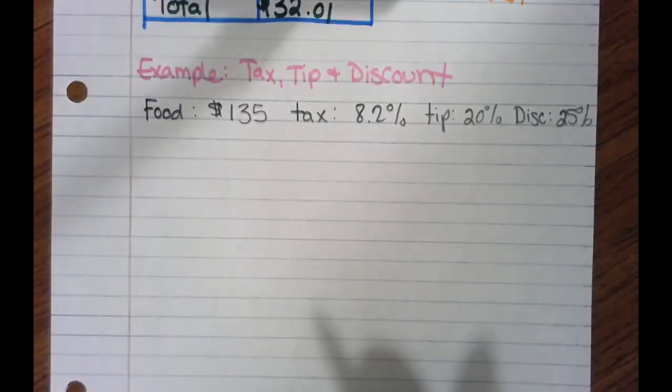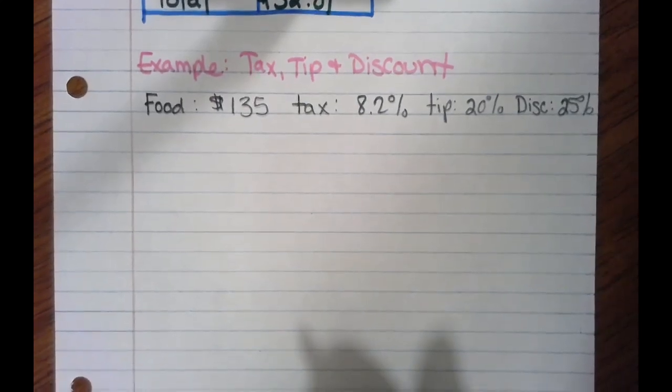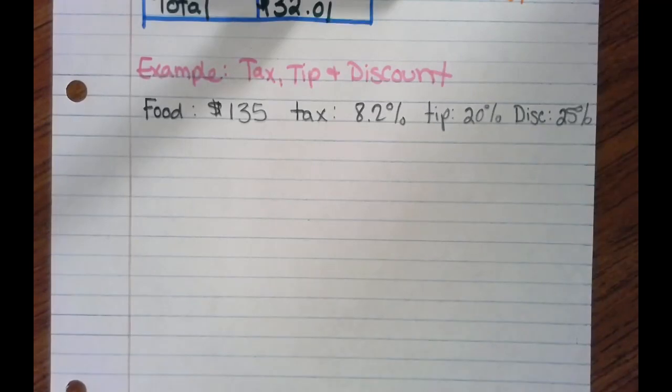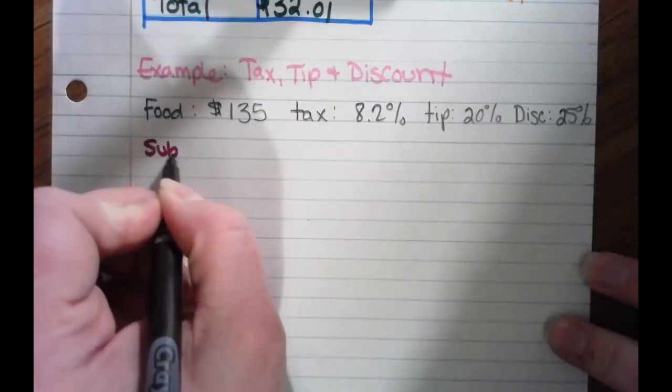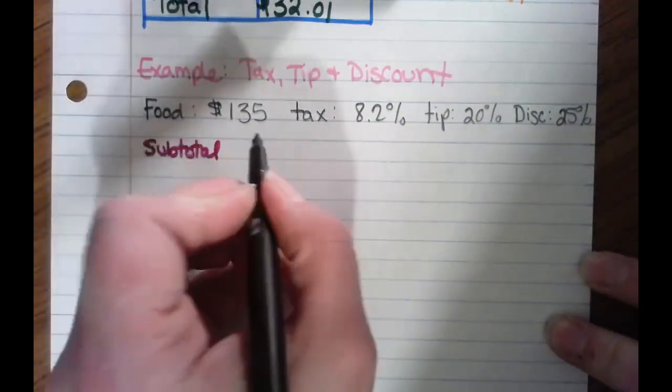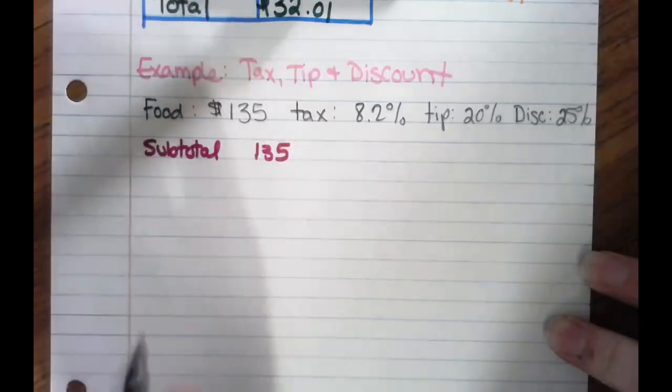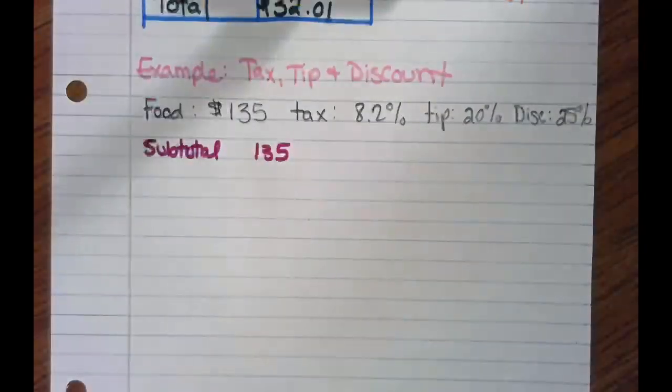So let's say we have a bill of $135. We're going to have a tax of 8.2%. We're going to have a tip of 20% and a discount of 25%. So we just have to really start thinking about what we are going to do. Before I even draw my table, I'm just going to think about this. Okay, so this is my subtotal. That's how much it is for all of the food. So I'm going to draw my table around this after I decide.